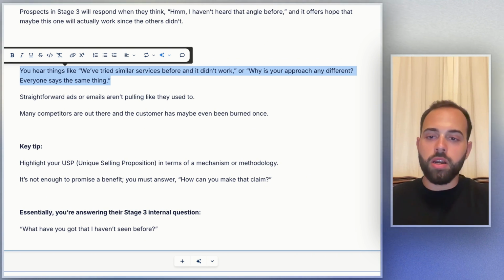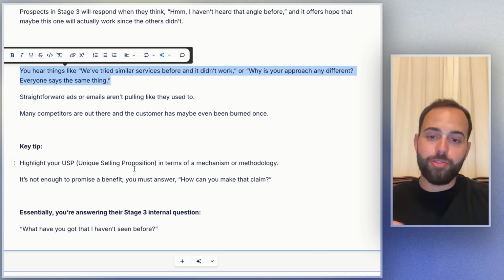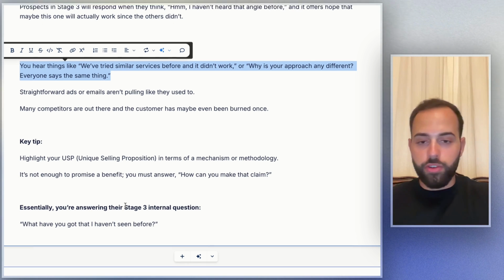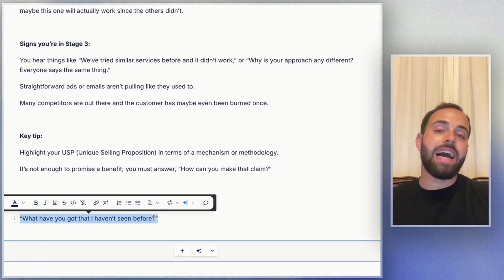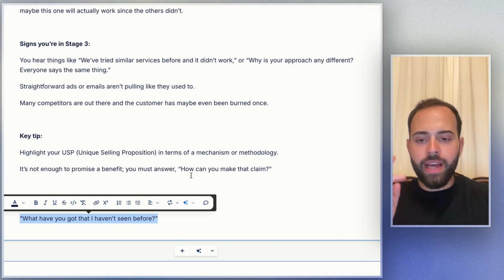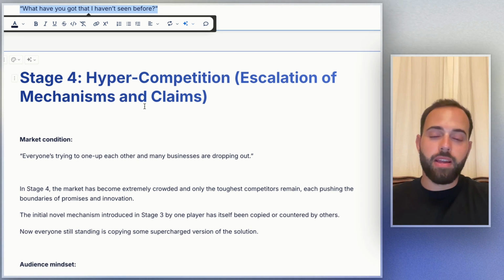A key tip here is that you need to highlight your unique selling proposition, and you also need to understand that it's not enough to promise a benefit. What you need to do is answer the internal question, what have you got that I haven't seen before? That's stage 3. Stage 4 is hyper competition, the escalation of mechanisms and claims.